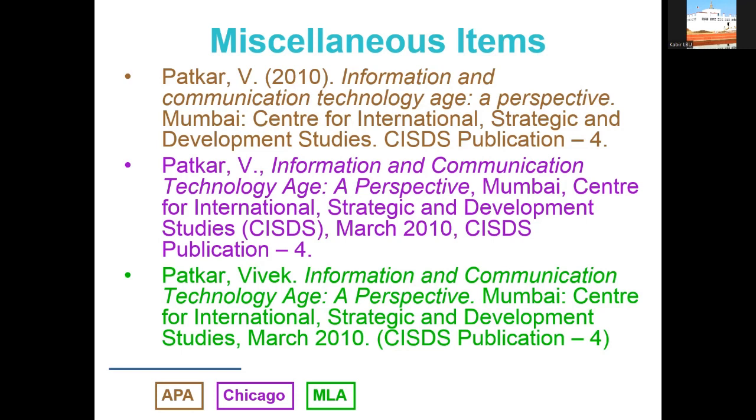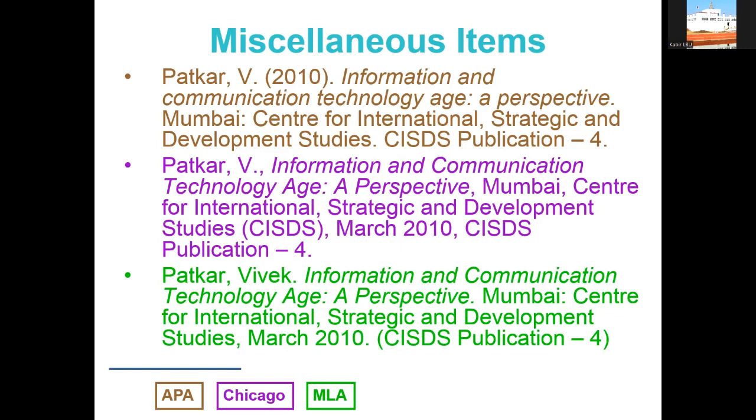So see here the year of publication in the APA system comes first, just after the name of the author. But in the Chicago, it comes after the name of the institution, like Center for International Strategic and Development Studies.